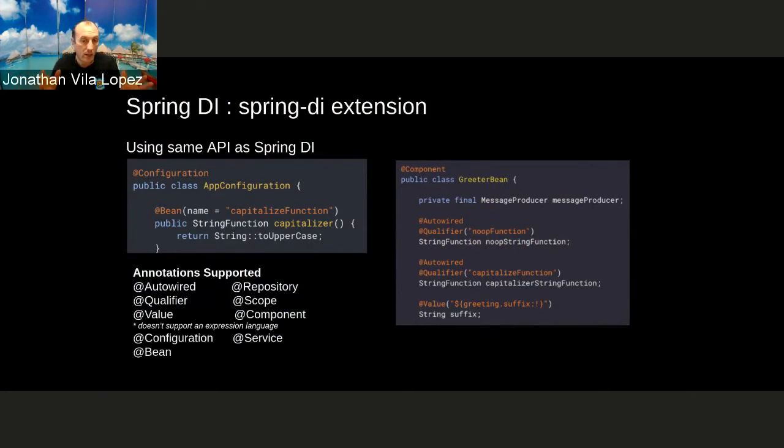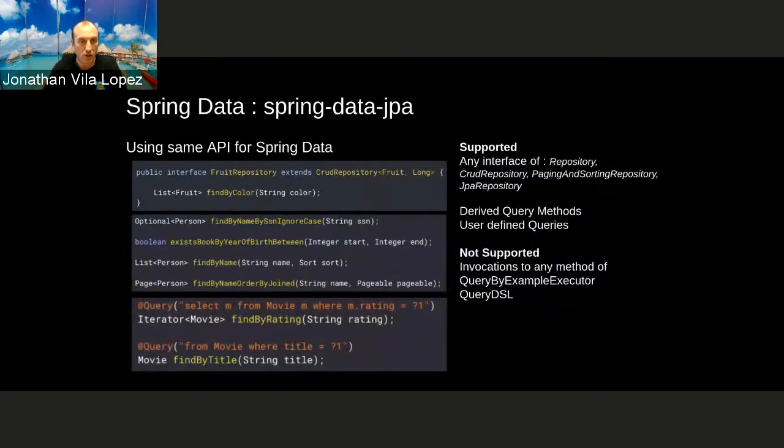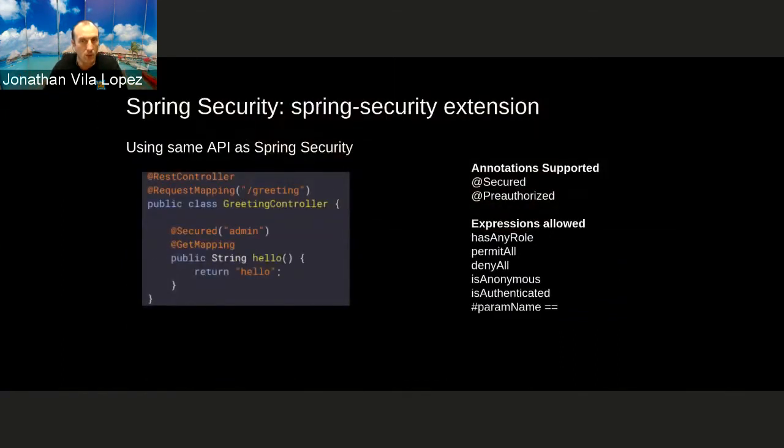The only thing that you need to check is that if you are using a corner case or an advanced feature that the extension doesn't cover, well, you need to find a workaround. But if you stick to the most common use cases, probably just using the extension is enough for you. The same with spring-data-jpa, and even in this case, we have even query DSL methods. With security, exactly the same, and we even have these expressions allowed in the security for the roles.